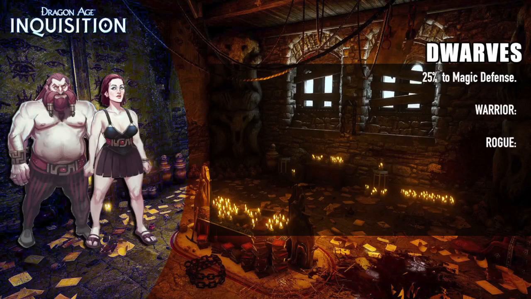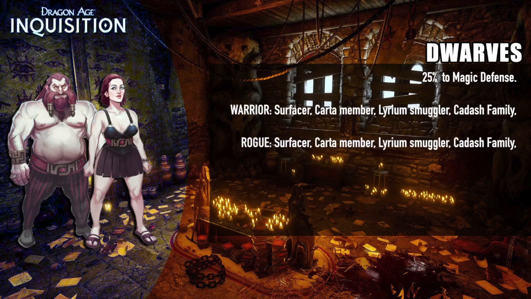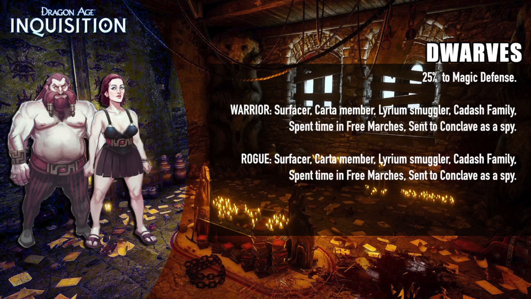The Dwarven Rogue and the Dwarven Warrior are exactly the same, so I'm just going to read one. The dwarves of Thedas are known for their once vast underground empire and guilds of merchants and warriors held in high esteem by the other races of Thedas. Not you. A cast-off surfacer, unwelcome among the dwarves or most humans, you have scraped by as part of a criminal fraternity known as the Carta, smuggling magical ore known as lyrium. As part of the ruthless Kadash family, you spent your life on the streets of various Free Marcher city-states, until you were sent to the Chantry Conclave as a spy, and everything changed.